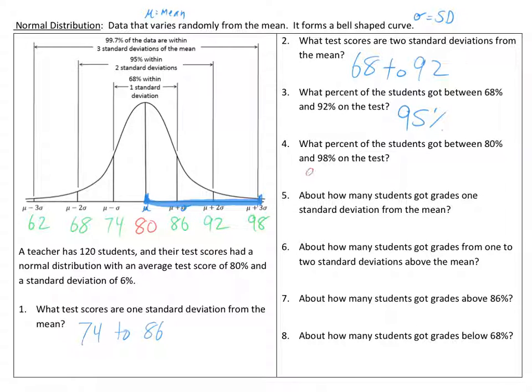So if I take 99.7 and take a half of that, won't that tell me how many people are in that blue section right here? Well, what's half of that? It is 49.35%.